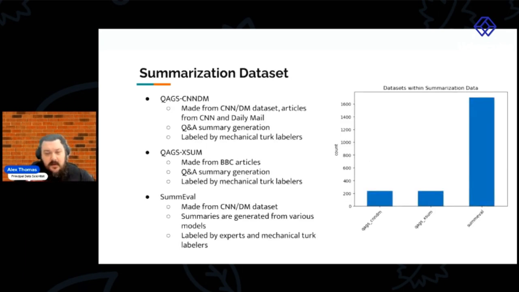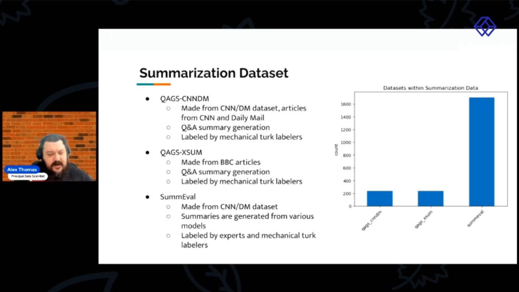So let's go to the data sets that we're going to be using in this talk real quick. So we have the summarization data set. There's the two CAGS sub data sets. One is generated from CNN and Daily Mail news articles, and they've been labeled by Mechanical Turkers. And then there's another one from BBC articles. The summary generation is done in slightly different ways between these.